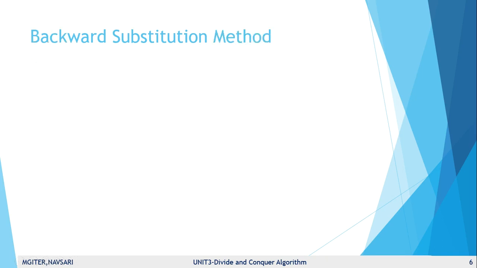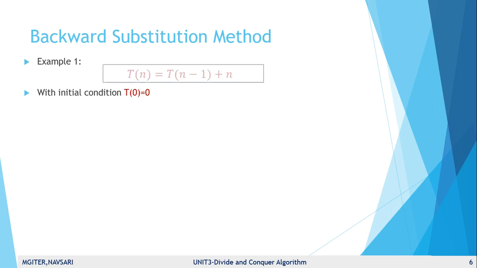Now we discuss the second substitution method, that is backward substitution. In backward substitution we recursively put the values backward. So here we solve the example with the initial condition T of 0 is equal to 0. The function is T of n is equal to T of n minus 1 plus n. Here the function is reduced by subtraction of 1.